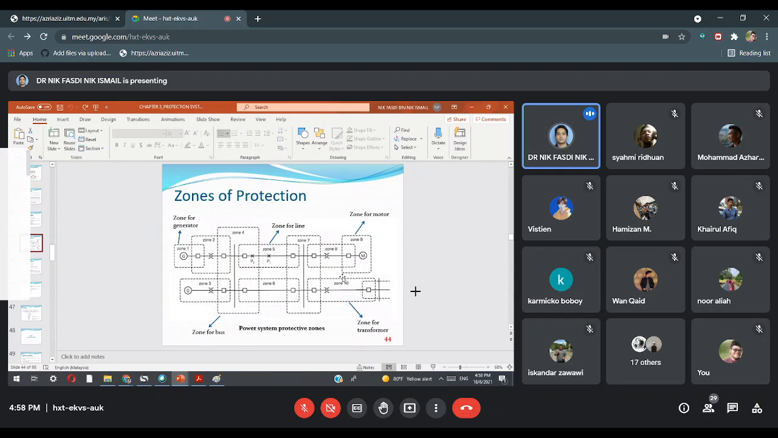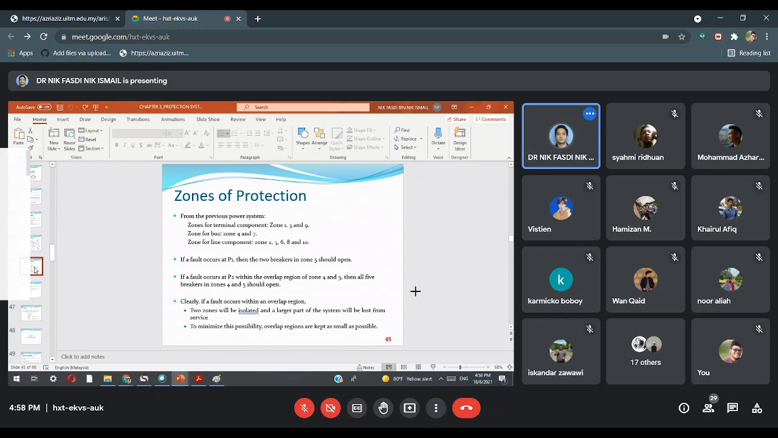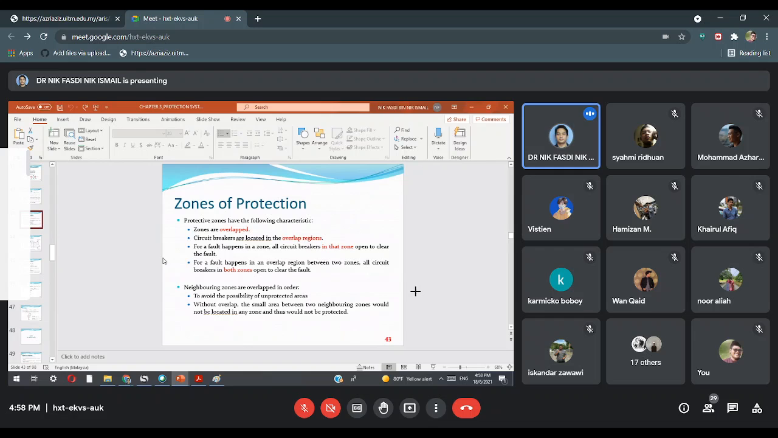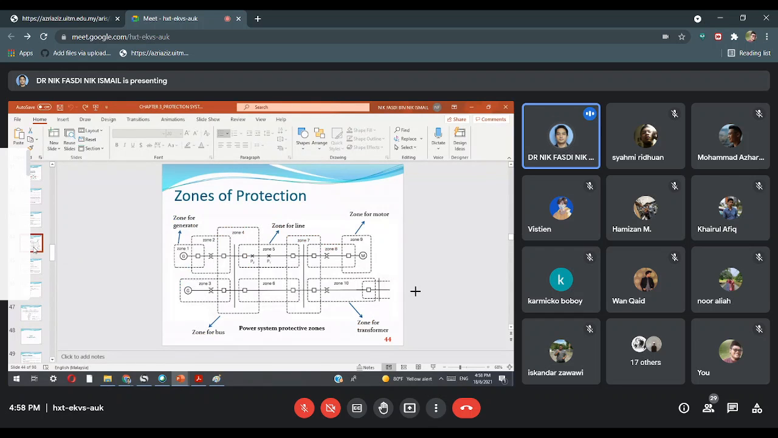Kalau area Shah Alam tu berapa bus, berapa dia punya load bus system. Dia sangat complicated. That's why kita pakai zone. Mesti ada overlapping zone untuk cover all the regions, all the areas. Okay, without overlap, the small area between the two neighboring zones would not be located in any zone, thus would not be touched. It's very dangerous kalau tak ada protection. So it must be overlapping between the zones.